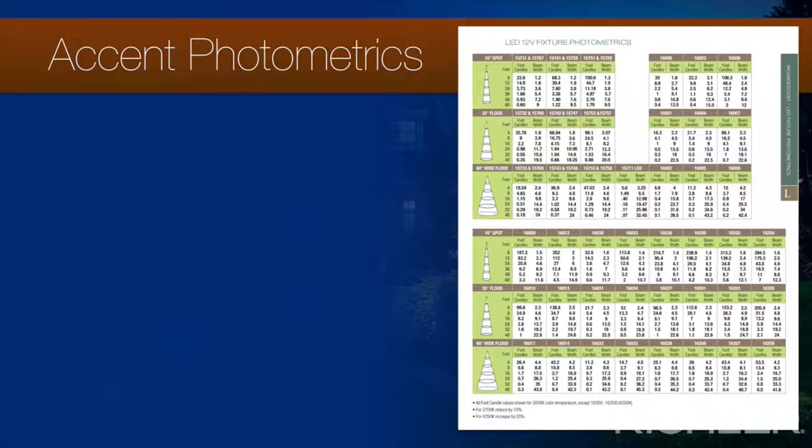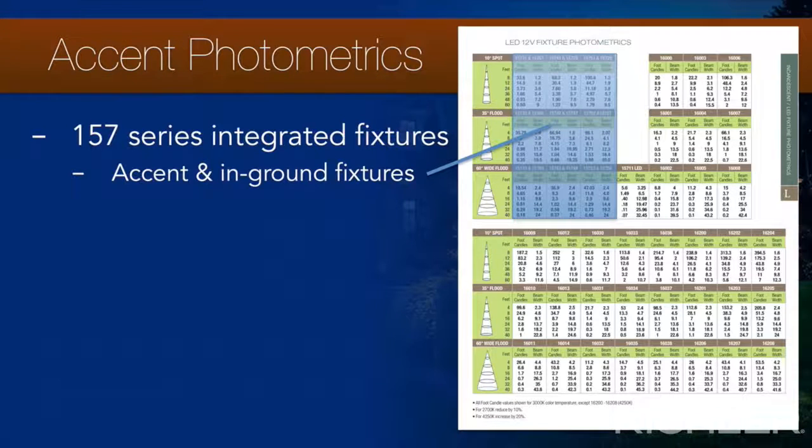Let's start by taking a quick tour of the photometric charts for Kichler's LED accent lights. In this chart, fixtures are grouped into a few basic collections, beginning with the 157 Series Design Pro LED accent and InGround fixtures, which are Kichler's original integrated LED fixtures.